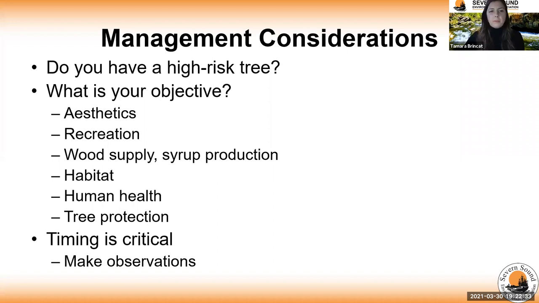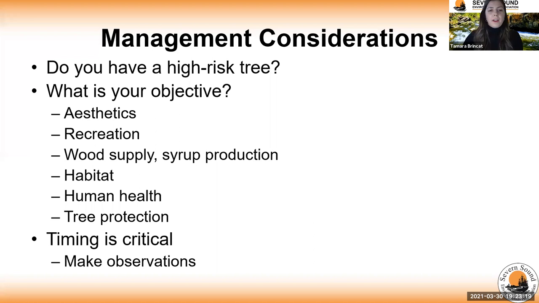We're not looking to know specific people's management, but we're just interested to know what everyone's objective is in managing gypsy moth. Some of the objectives that we've provided here are aesthetics. Maybe you don't like the look of gypsy moth or egg mass on your property, or you don't like the look of defoliated trees. Maybe it's recreation. Maybe you're having a hard time using your property while the gypsy moth caterpillars are out because of things like their frass or their irritating hairs. Maybe it's wood supply or syrup production. Maybe you're looking at habitat, maybe it's human health, or maybe you have a specific high risk or high value tree that you're trying to protect.